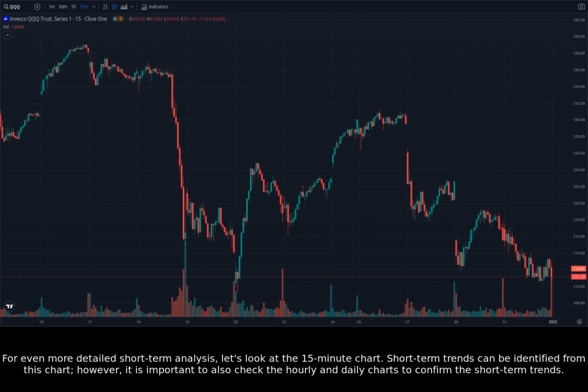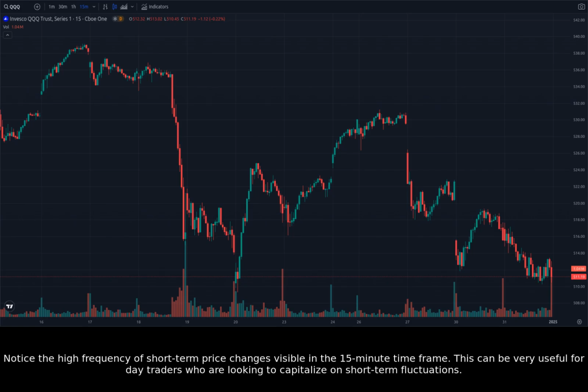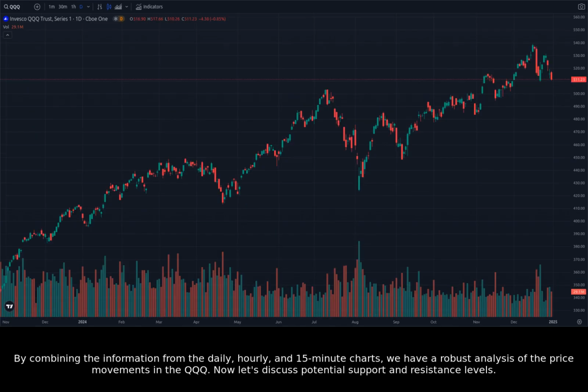For even more detailed short-term analysis, let's look at the 15-minute chart. Short-term trends can be identified from this chart. However, it is important to also check the hourly and daily charts to confirm the short-term trends. Notice the high frequency of short-term price changes visible in the 15-minute time frame. This can be very useful for day traders who are looking to capitalize on short-term fluctuations. By combining the information from the daily, hourly, and 15-minute charts, we have a robust analysis of the price movements in the QQQ.